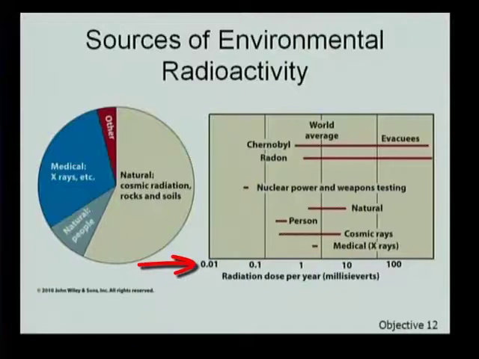This is a log scale, which means it goes by powers of 10. So the radiation dose from nuclear power and weapons testing is about 1/1000th of what people get from radon exposure in their home.